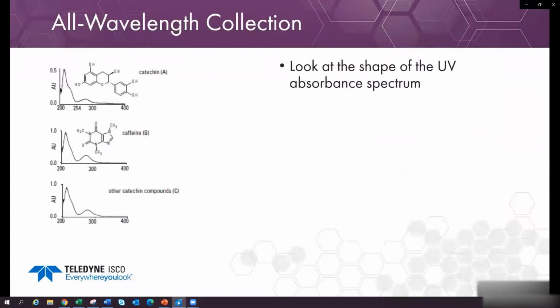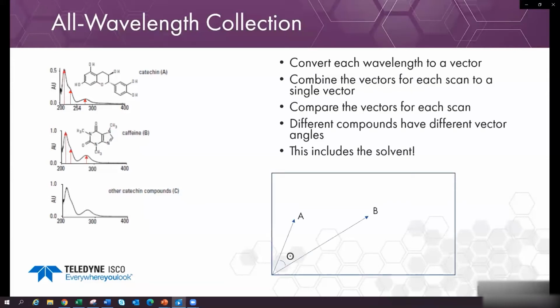Another way of detecting peaks is with the use of all-wavelength collection. All-wavelength collection looks at the shape of the UV spectrum as the chromatogram progresses. This is done by converting each wavelength to a vector. The length of the vector is the intensity at a given wavelength. The wavelength is represented by something analogous to a direction in space.